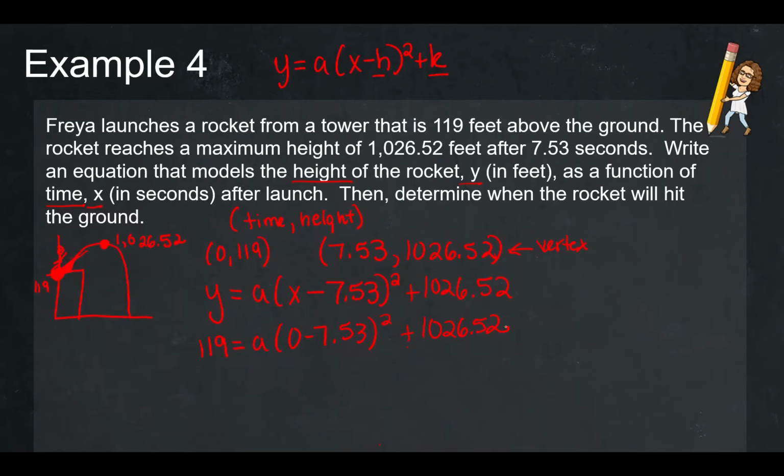Okay, 7.53 squared. Doing my negative 7.53 and squaring it, I got 56.7009. Again, be very careful. Do not add these two values together. They can't be, this is multiplied by a. So I am going to have to subtract 1026.52.